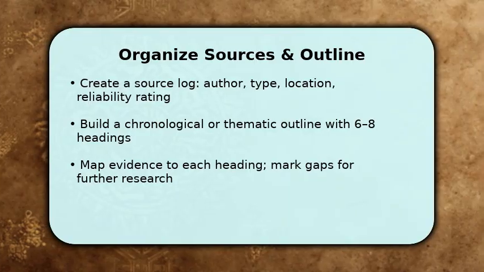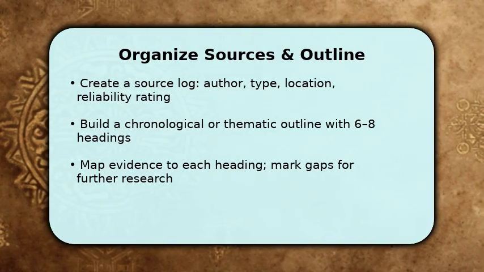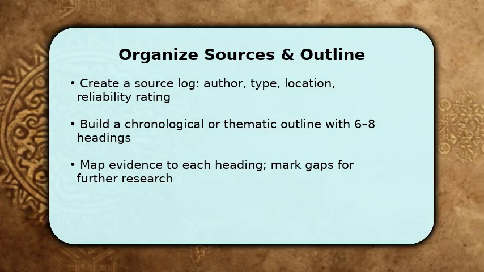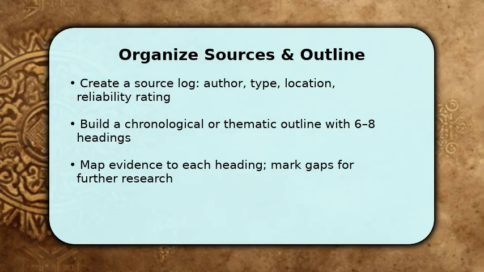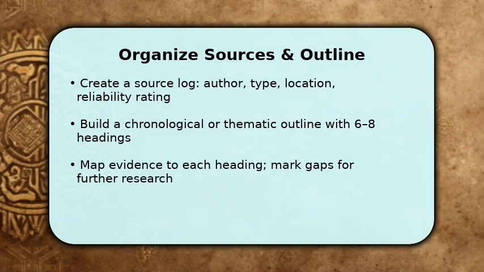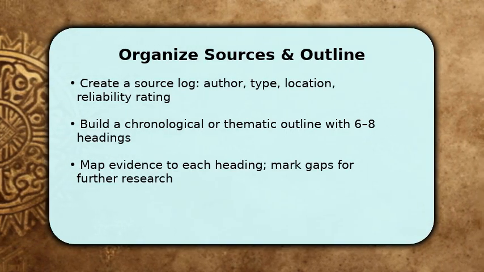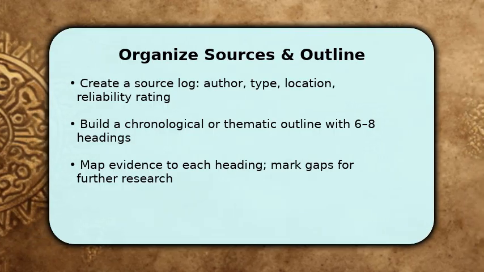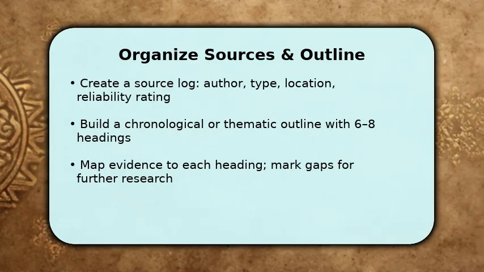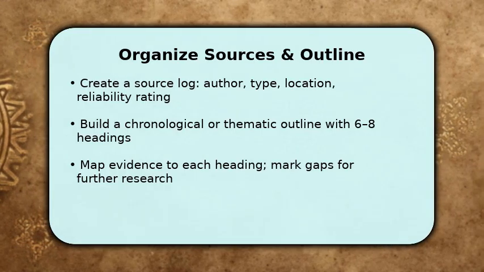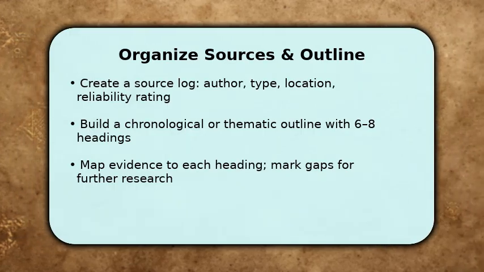Next, organize evidence so you can work efficiently. Make a source log recording author, type, and reliability. Once that is ready, sketch a chronological or thematic outline with 6 to 8 headings that will structure your narrative. Then map specific pieces of evidence to each heading so you know where claims are supported. If you find gaps, mark them for quick follow-up. This keeps research targeted. By structuring early, you reduce rewrites and make drafting a focused, evidence-based process.